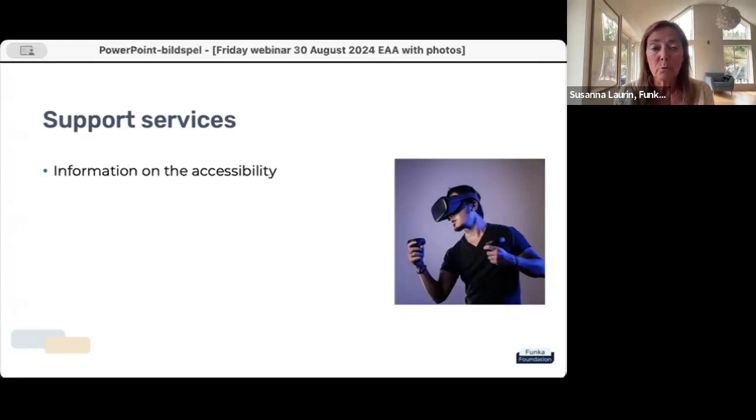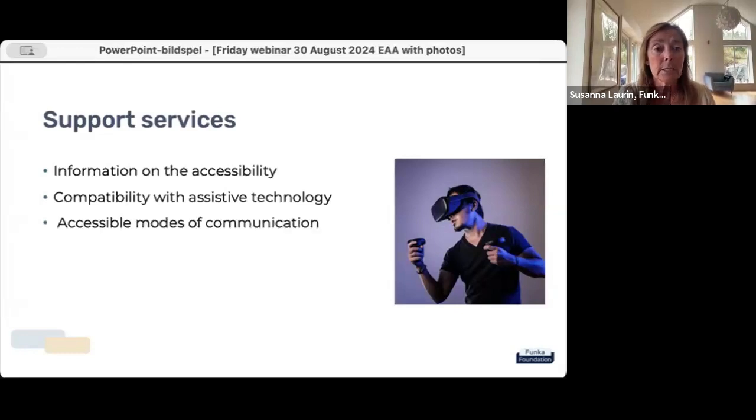So you can reach the information to understand about the features of the accessibility of the object in place. The support services as such need to be possible to reach with assistive technology. Should also be obvious, but it's not always the case. And it should also be provided in accessible modes of communication. So here we have a situation where the users may require or have preferences that are very, very different when it comes to communication, and the support services need to comply with that.